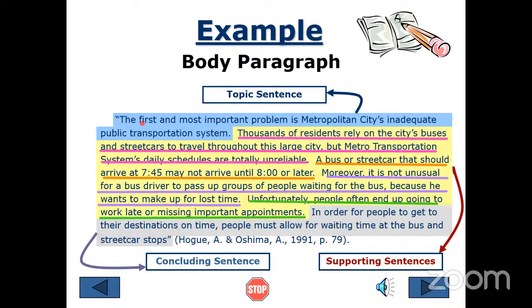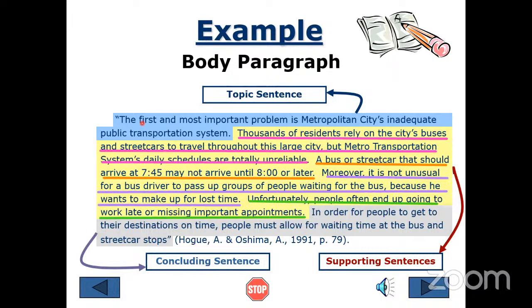This main idea sentence, also called the topic sentence, serves several purposes. The first thing is that it introduces the main idea of the paragraph. In this case, the first and most important problem is metropolitan cities' inadequate public transportation system. Then, it limits the topic of the paragraph. In this example, the topic is limited to expenses and inconvenience of owning a car in them.